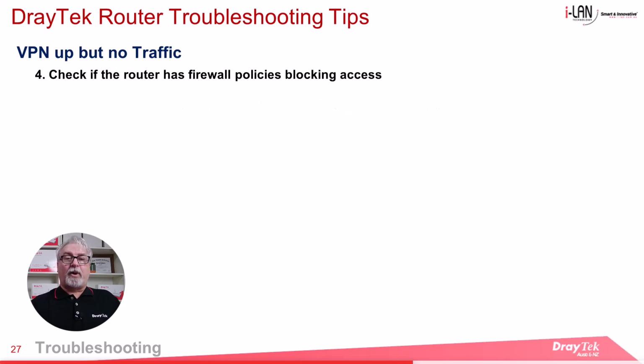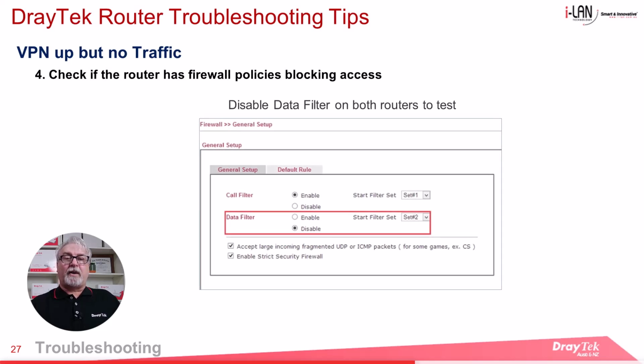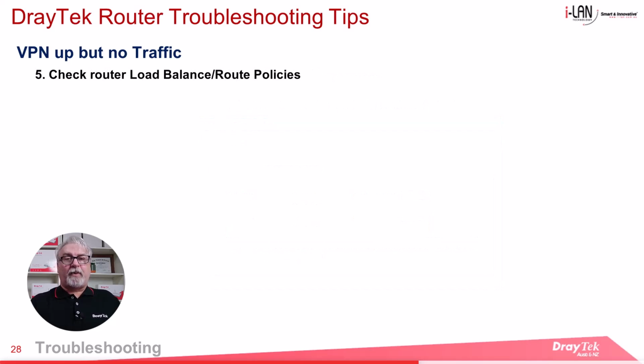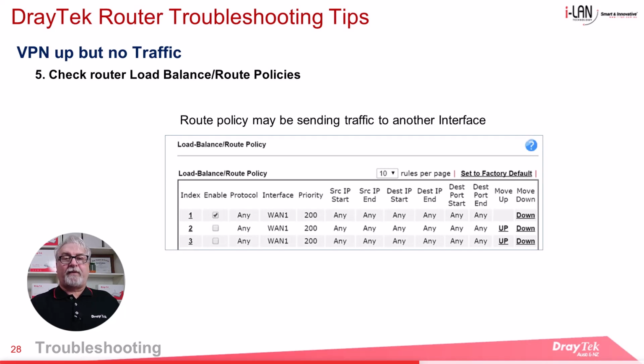Sometimes the router firewall policies can block traffic over the VPN. A quick check to verify if the firewall is causing the problem is to disable the default data filter. If this works, then you'll need to check the firewall rules to isolate which rule is causing the issue. An incorrectly configured load balance route policy can also send traffic to a different interface, so it's worthwhile reviewing the settings you have.